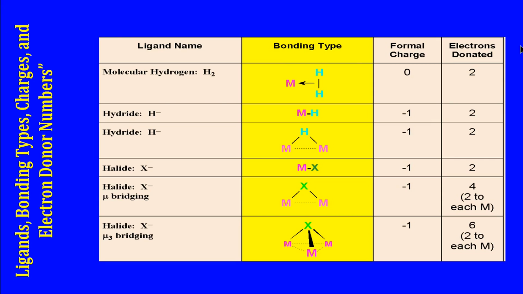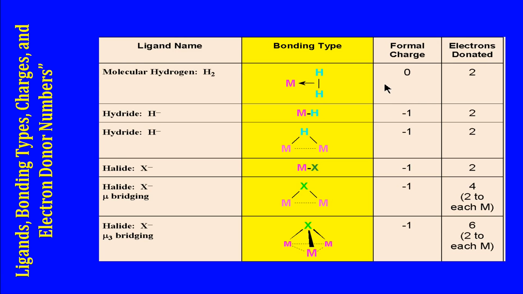In this table, we have the common ligands for the formal charge and the donation. In some cases, we have several types of donation. We have ligands that are 2 or 4 or 6 electron donors. So we use the common one, which is the simplest, which is the first.